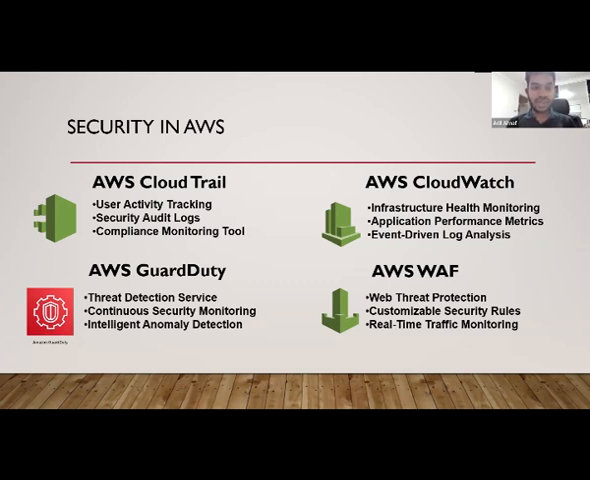In CloudTrail, user activity tracking is ensured with security audit logs. In CloudWatch, infrastructure health monitoring is done with application performance metrics, where we can see all the metrics associated with an application, with event-driven log characteristics analysis. In GuardDuty, there's a threat detection service that can monitor all the malicious activities. And finally, in WAF, there is web threat protection with customizable security rules and real-time traffic monitoring. Now I will move to AWS to show the scenarios.